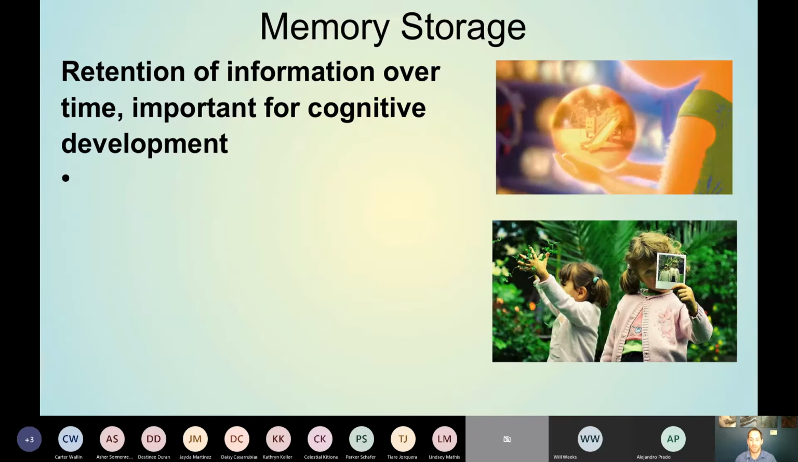So how is memory stored? What is it actually like? Is it in little glowy balls in your brain on shelves like in Inside Out? Well, no, but that's cool in the video. And your memory also isn't like a photograph. It's also not like a videotape. Memory is stored in really interesting ways that will hopefully be pretty understandable to you, because we've been talking about how neurons work together for a couple weeks now. So memory storage is essentially just the retention of information over time, and that's really important for any cognitive processes, really.